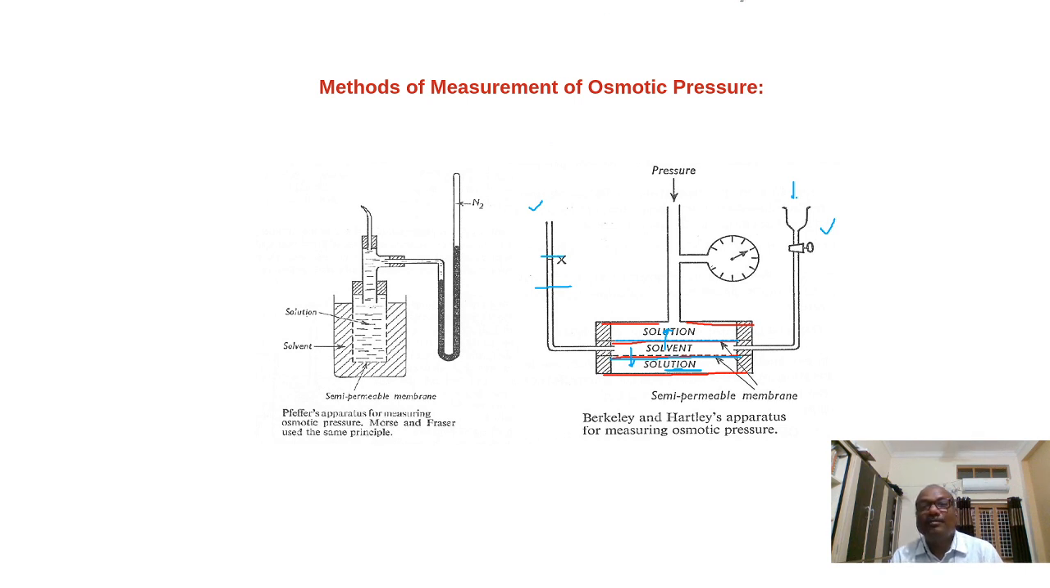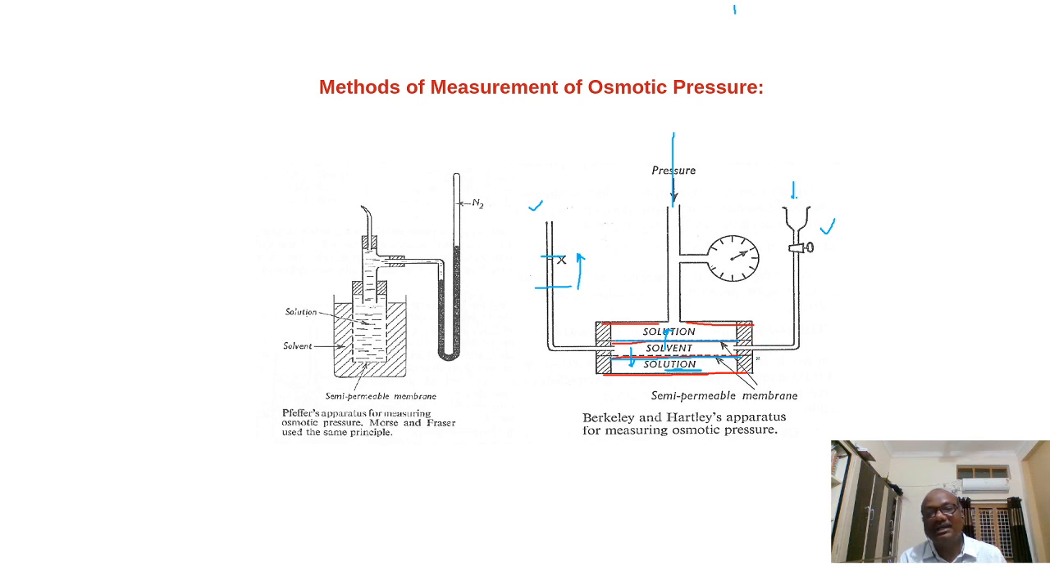So now you have to apply pressure on the solution. Here you can see pressure being applied on the solution so that the level of water, or level of solvent, again reaches the initial state. The pressure you apply to retain the initial level is called osmotic pressure. The pressure will be equal to the osmotic pressure of the solution taken in the experiment.